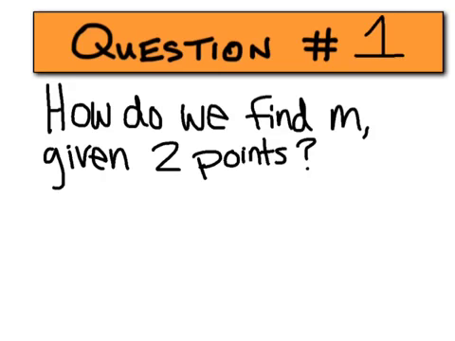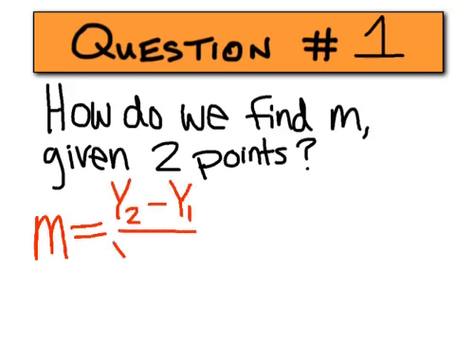Our next essential question: how do we find m given 2 points? What is m? You guys did this Monday. What's m? Slope. The slope, right. We're going to use a formula. We're given 2 points. Our formula for the slope is y2 minus y1 over x2 minus x1.